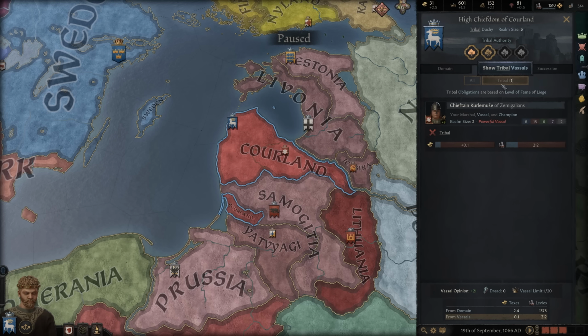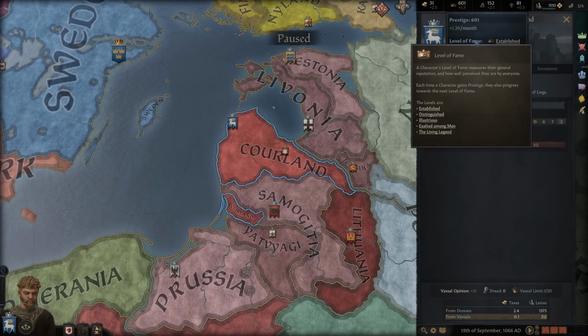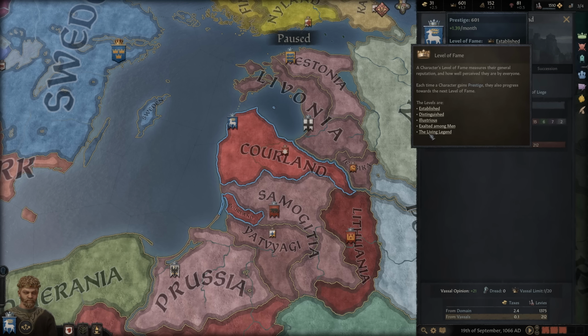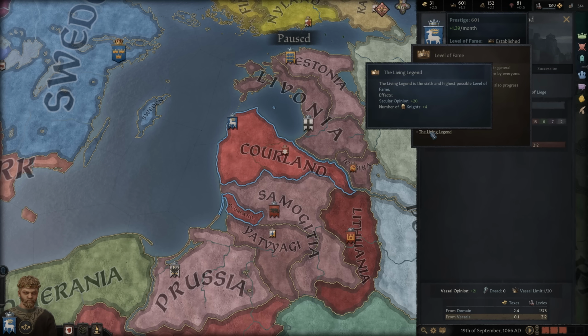So you do have to be careful of the kind of vassals that you do take in as tribal. And also, your vassal contribution changes depending upon your level of fame. So right now we're established. Established is the very bottom end of the ladder, with the top one being the living legend. So with each level of progression of fame, you get 10% more taxes contributed and 20% levies.